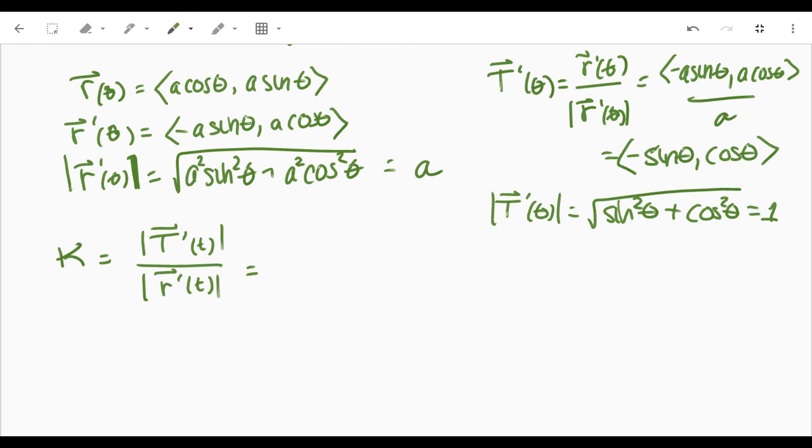Magnitude of T prime is 1. Magnitude of r prime is a. So there is your curvature of a circle, 1 over a, and it is dependent on the radius. When a is big, the curvature goes down. When a is small, the curvature goes up. And you can think about that in terms of your amusement park ride, correct? Or anytime you're spinning in circles, if you go in a big circle, you're not going to feel it as much. A little circle, you're going to feel it a lot.